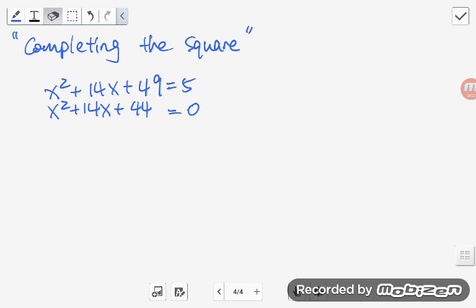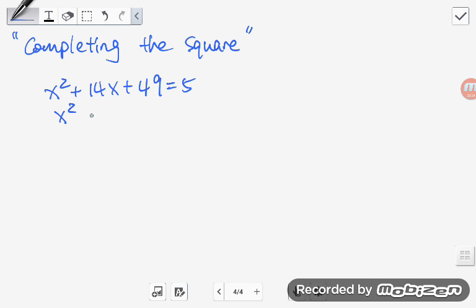When we solve a quadratic equation by completing the square, normally we would not get this 0. So let me start from the beginning. This is what I had from the beginning. I'm going to keep my x squared and my 14x there, but I'm going to move this over. So I will have 5 minus 49, which will be negative 44.